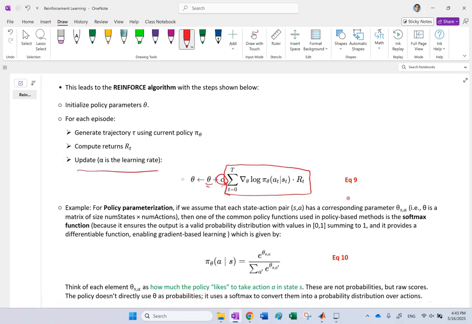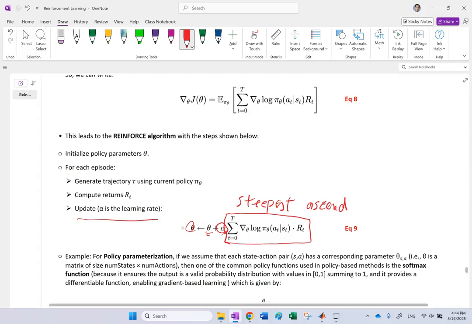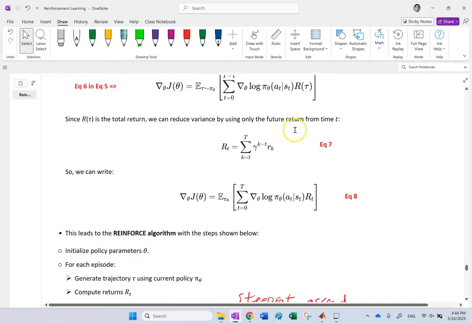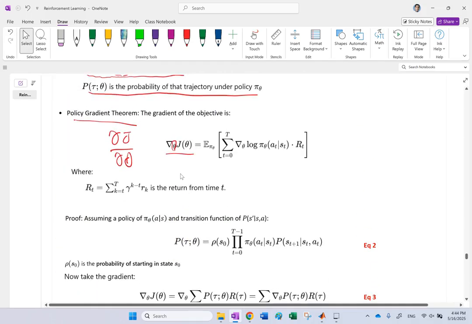And this is the steepest ascent, as opposed to steepest descent, which is used for minimizing a function. This is for maximizing. You see here I'm using the positive gradient. If it was negative, that would be steepest descent. So now the question is, what is this gradient? How do we calculate that? That is the main thing that we need to calculate.